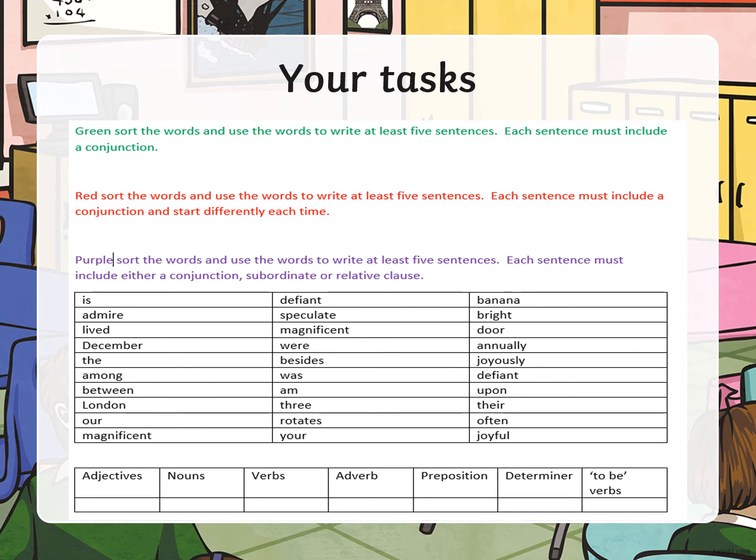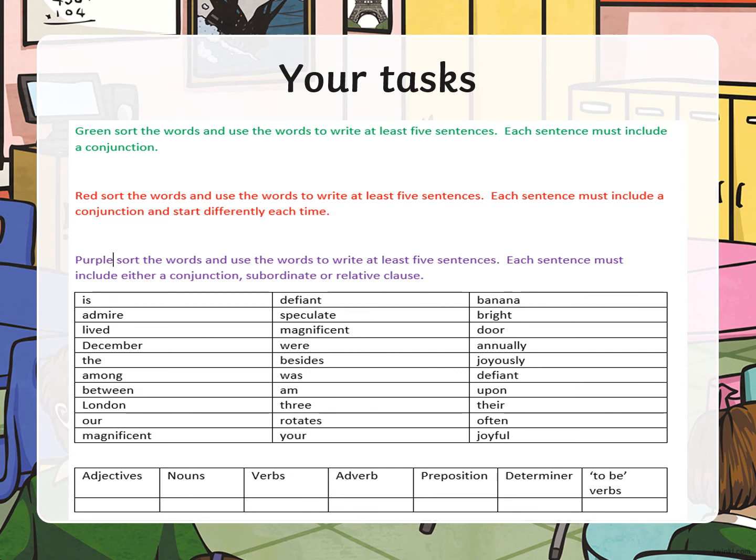I just changed some of the wording on this task here. So green group, every group, has to sort the words into the correct word class first of all, and then if you're in green group, you're going to write 5 sentences using some of the words on here. In each sentence must include a conjunction.